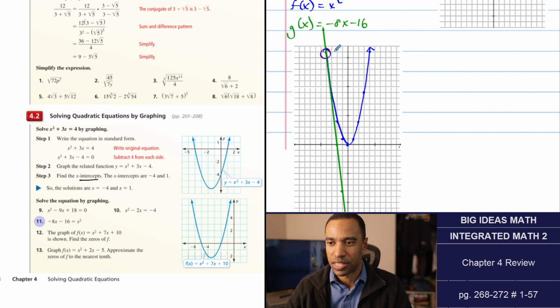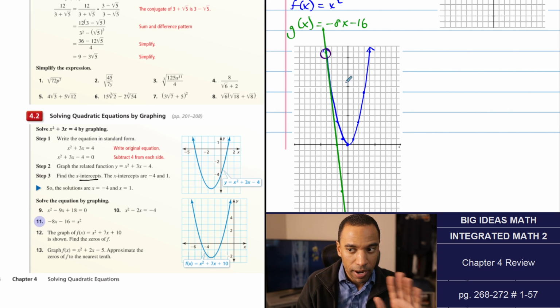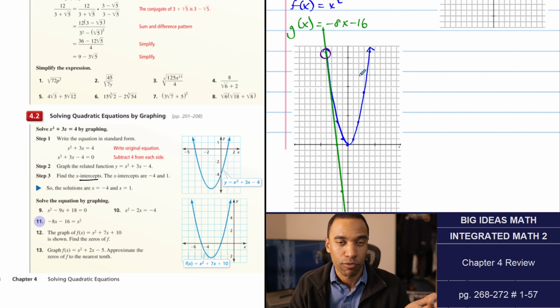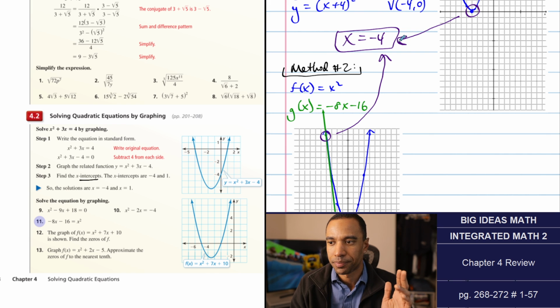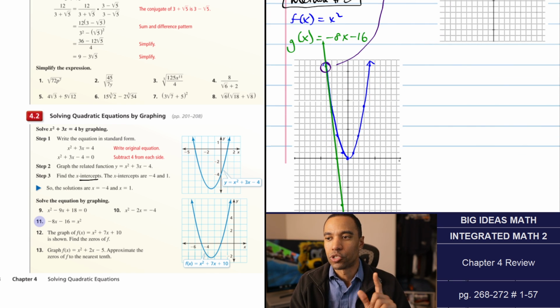The question is, what is the x value? Not what is the ordered pair. It's negative 4, comma 16. But what is the x value? The x value is negative 4, just like that was negative 4. Now, this only does touch once.